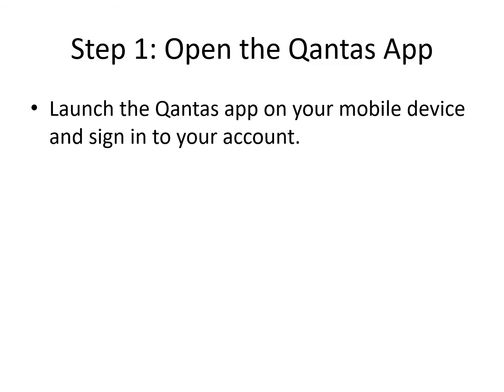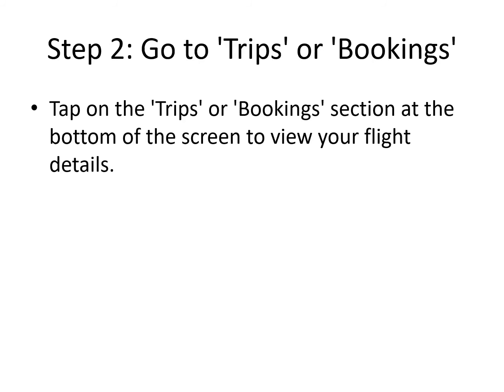Start by launching the Qantas app on your mobile device. Make sure you're signed in with the account that was used to book the cancelled flight. Once you're logged in, tap on the Trips or Bookings tab at the bottom of the screen. This section contains all your upcoming and past flight details.